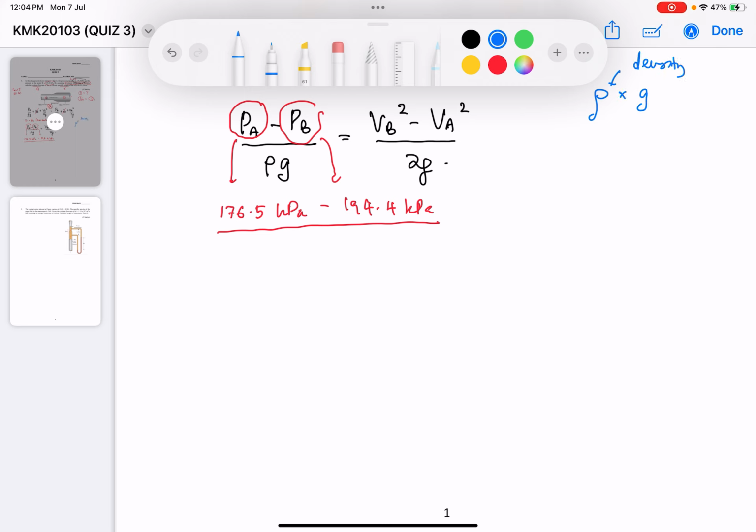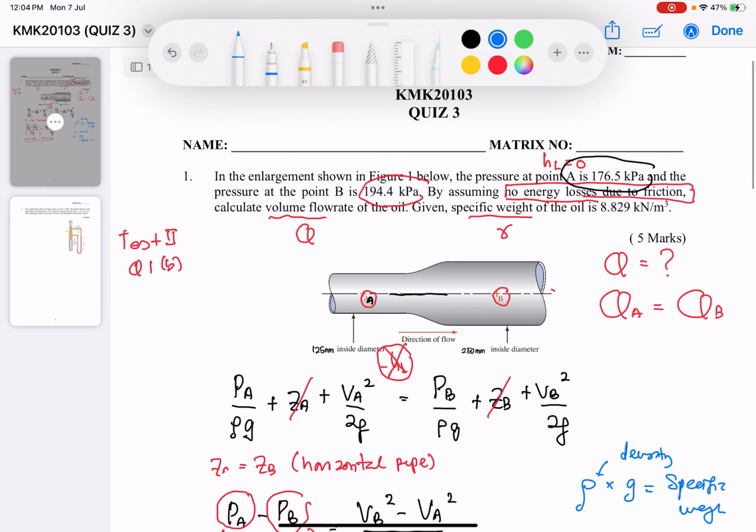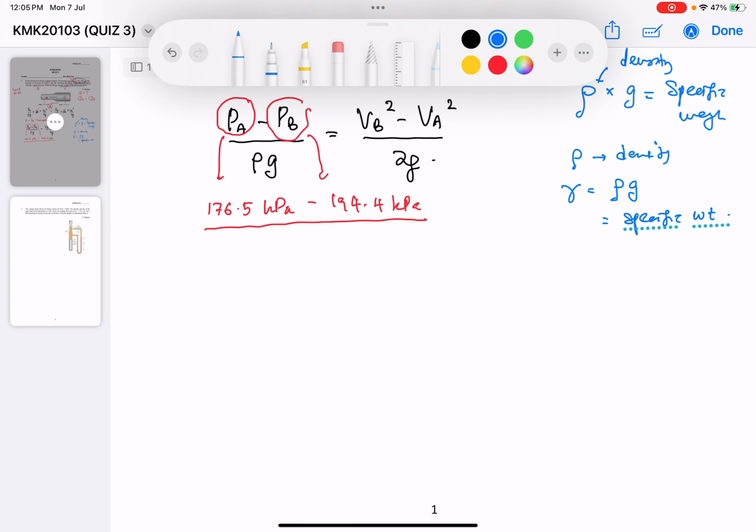And then rho multiplied by g is actually referring to the specific weight. So I can say that rho is density, while gamma is equal to rho multiplied by g, which is the specific weight. Therefore, the specific weight was actually given in the question here: given that the specific weight of the oil is 8.829 kilonewton per meter cube. So I'm going to say that my rho multiplied by g is actually 8.829 kilonewton per meter cube.